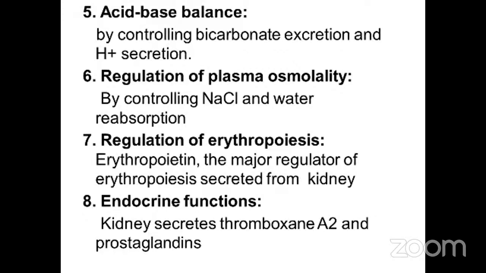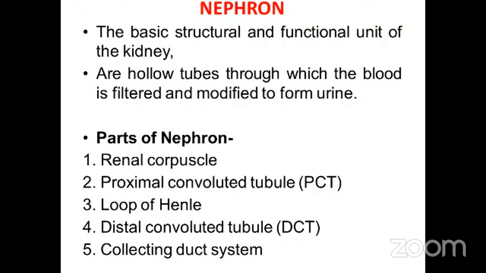Then erythropoiesis. Regulation of erythropoiesis. Erythropoietin is the main hormone which controls erythropoiesis. Erythropoietin is secreted from the kidney. So, if there are kidney diseases, anemia may occur. Kidneys also have endocrine functions as they secrete hormones like prostaglandin and thromboxane. So, these are the functions of the kidney. Then we will see the structure of the nephron.